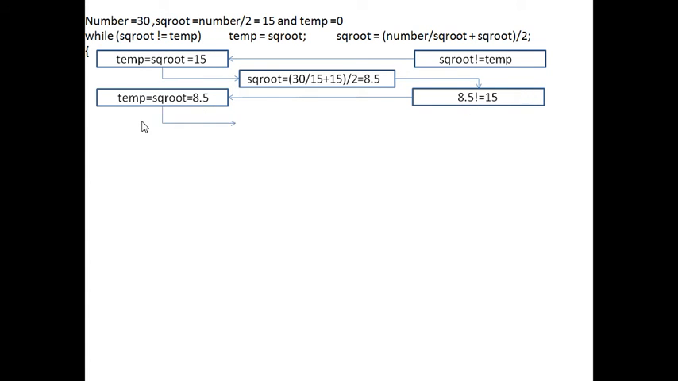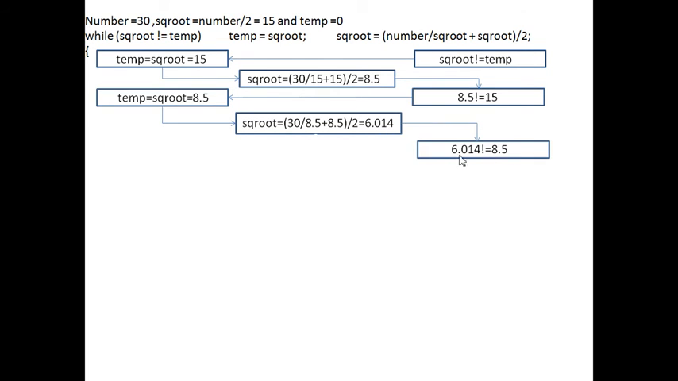So now when we check, 8.5 into 8.5 is not equal to 30. So this step is executed: the given number 30 divided by the recently assigned square root, 8.5, plus 8.5, divided by 2 is 6.014. Now, is 6.014 equal to 8.5? No, both are not equal. So we assign 6.014 as temp and as square root.